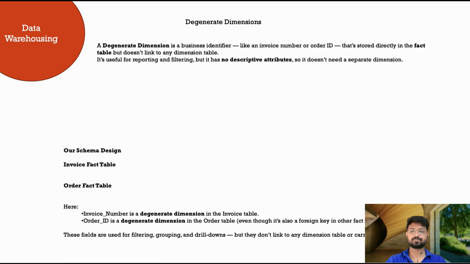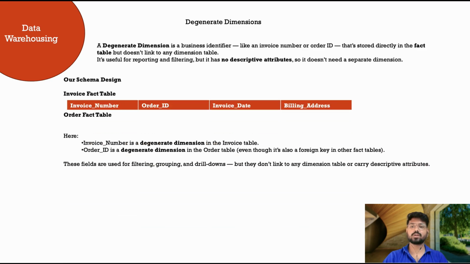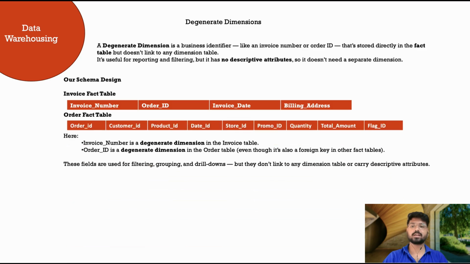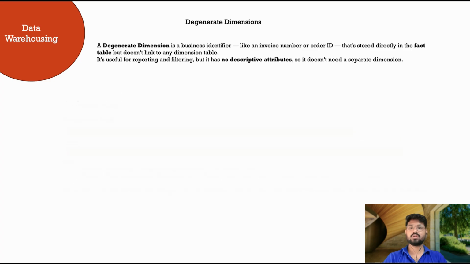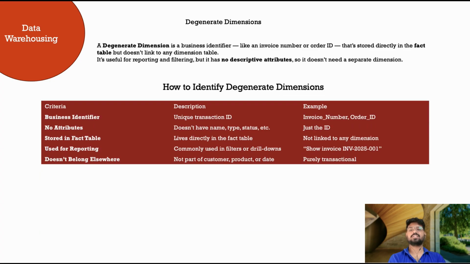So if I talk about our schema design, inside invoice fact table, you can see we have invoice number, order ID, invoice date, billing address, and order fact table: order ID, customer ID, product ID, promo ID, quantity. That's it. So here invoice number is a degenerate dimension in the invoice table. Order ID is a degenerate dimension in the order table, even though it is also a foreign key in other fact tables. These fields are useful for filtering, grouping, and drill downs, but they don't link to any dimension table or carry descriptive attributes. So how to identify degenerate dimensions?